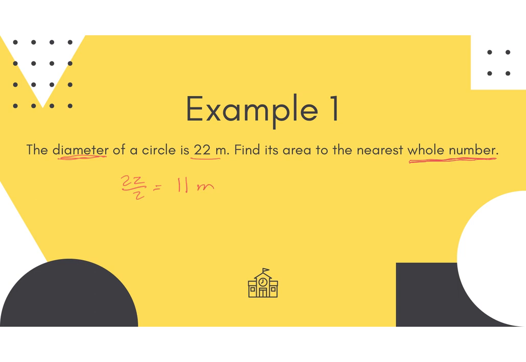I'm going to do 11 squared times pi using the calculator, and that would give me an answer of 380.13 and a bunch of other numbers after that, none of which I need to worry about. So if I do round to the nearest whole number, this 1 in the tenths column tells me to round down, so my final answer would be 380 meters squared.